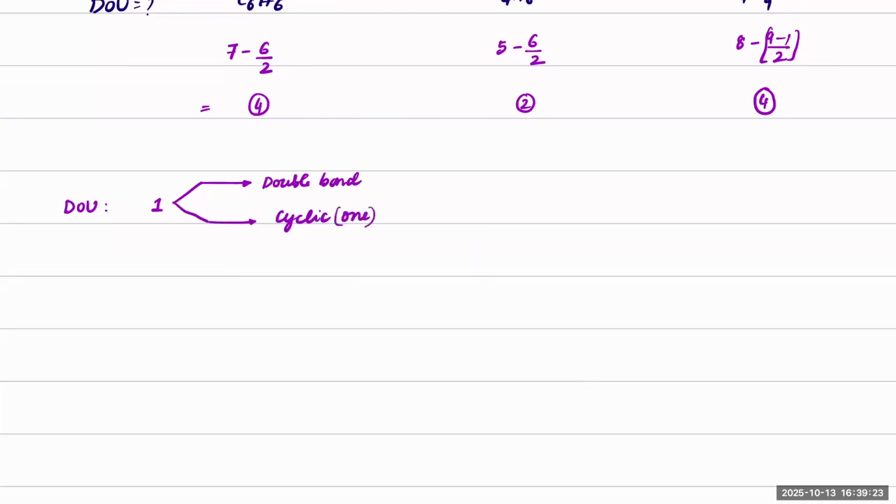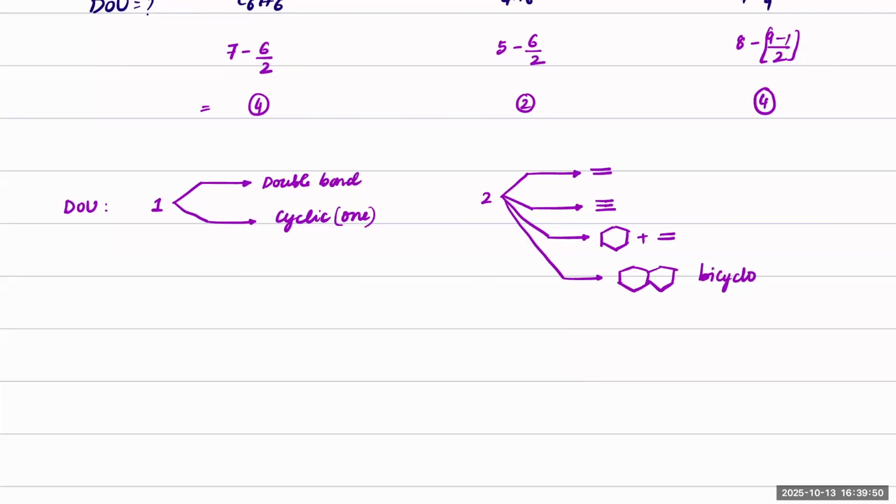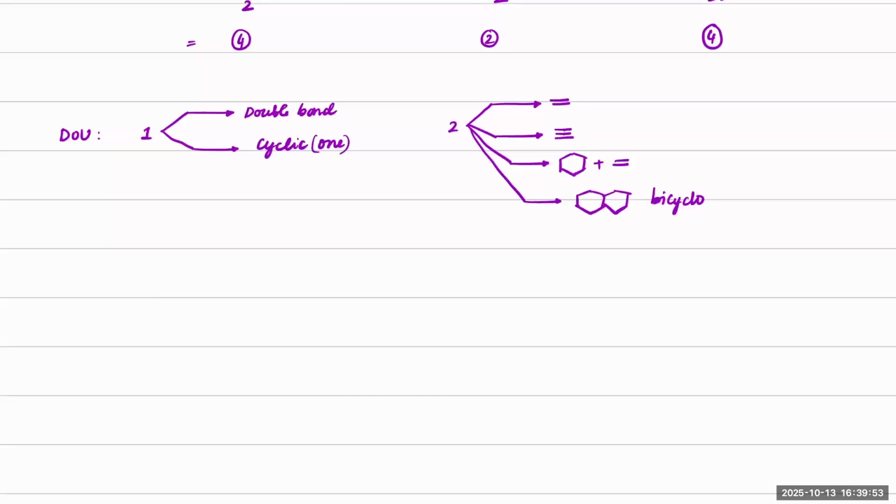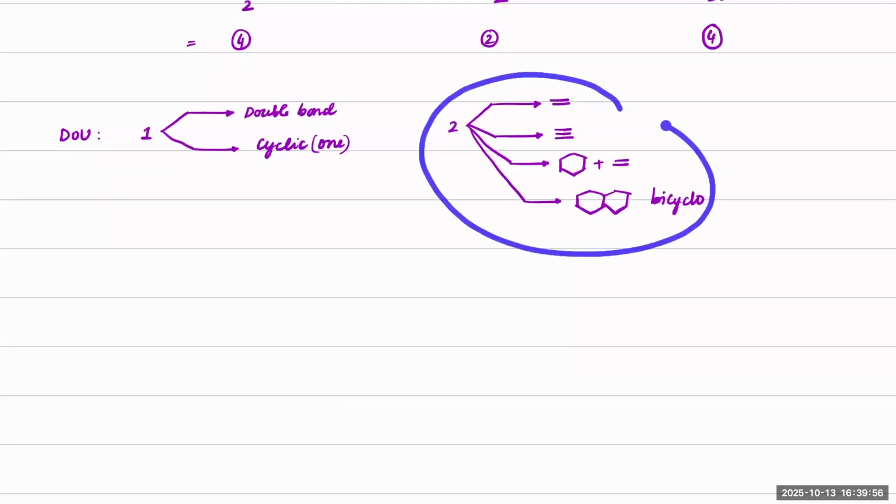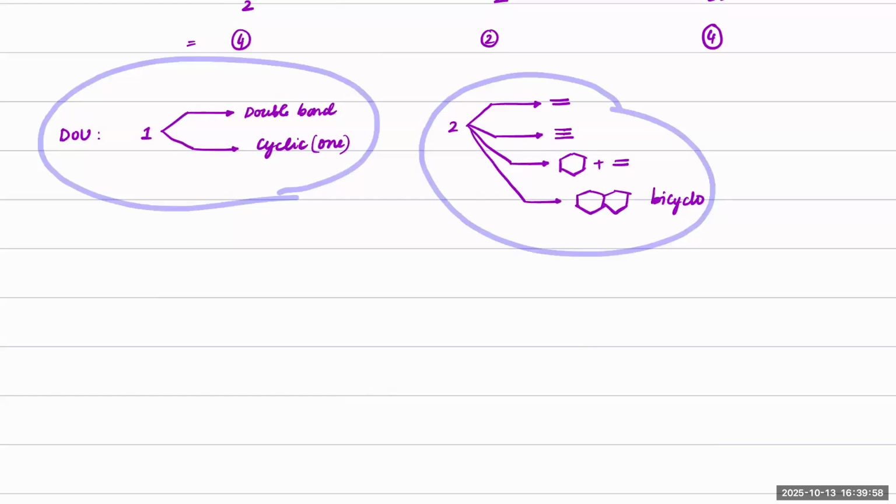Clear? If we have 2, I can make again so many things here. I can make a double bond, we can make a triple bond, we can make 1 cycle, cycle plus double bond, or I can make two cycles like bicyclo type of group like this. Correct? This is called bicyclo group. Clear? So while writing isomerism, this representation would be easier to understand.